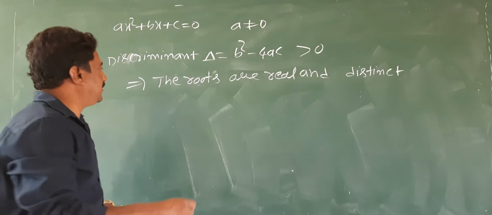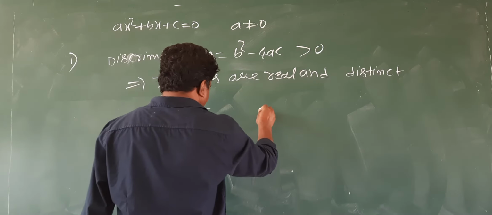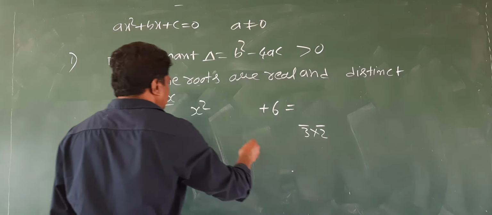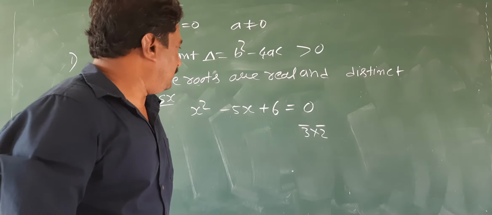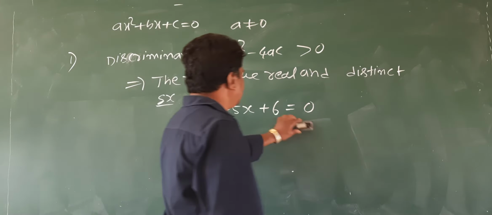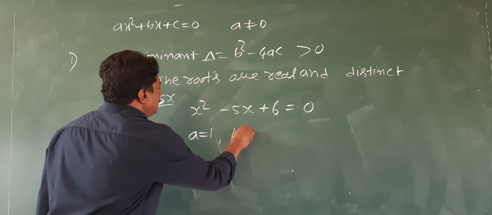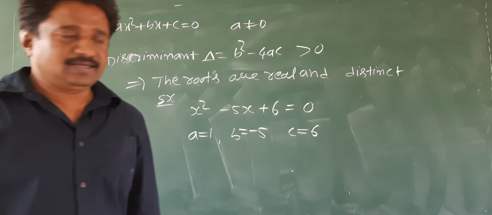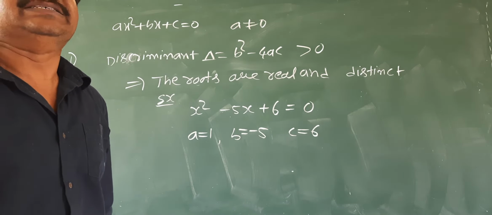Look at this, students, an example. x square minus 5x plus 6 is equal to 0. Let us calculate the discriminant. a is 1, b is minus 5, c is 6. Let us calculate the discriminant value.